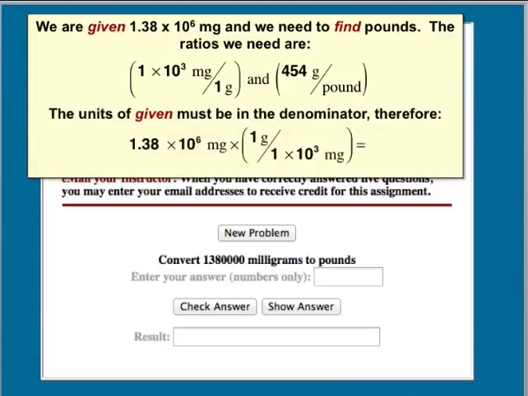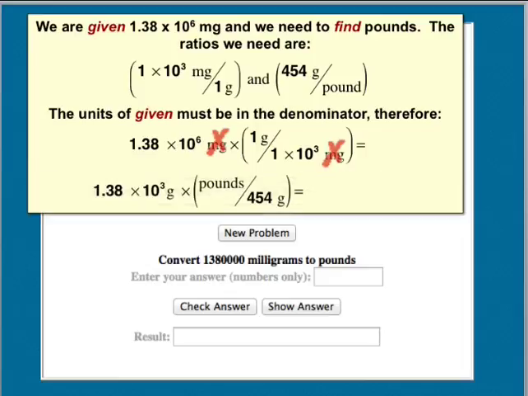Step 1. Here's our given. We take our ratio here. I flipped it over. I can do that, remember. So that my milligrams are going to cancel. And I'm going to get an answer in grams. Once I have my answer in grams, I'm going to use this ratio with grams in the denominator. I moved it down. Grams will cancel.